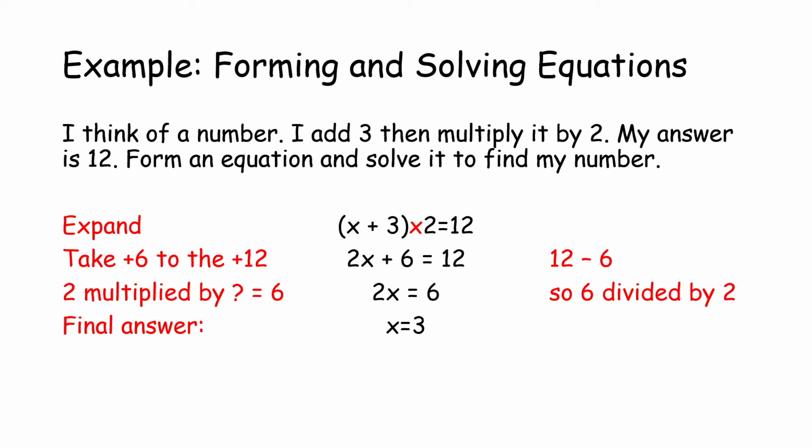Now, a couple of weeks ago, we looked at expanding brackets. So remember, whenever you see a bracket, start off by expanding it. And when we expand it, we end up with 2x plus 6 equals 12. If you decide to use a flowchart at this point, well, your flowchart will be 2 times x plus 6 gives you 12. You then need to work backwards. So take away 6, then divide by 2, which is effectively what we're going to do here, but without a flowchart. So when we take away 6 from 12, we end up with 6. So we have 2x is equal to 6. Now 2 multiplied by something gives us 6. So 6 divided by 2, x should be equal to 3.